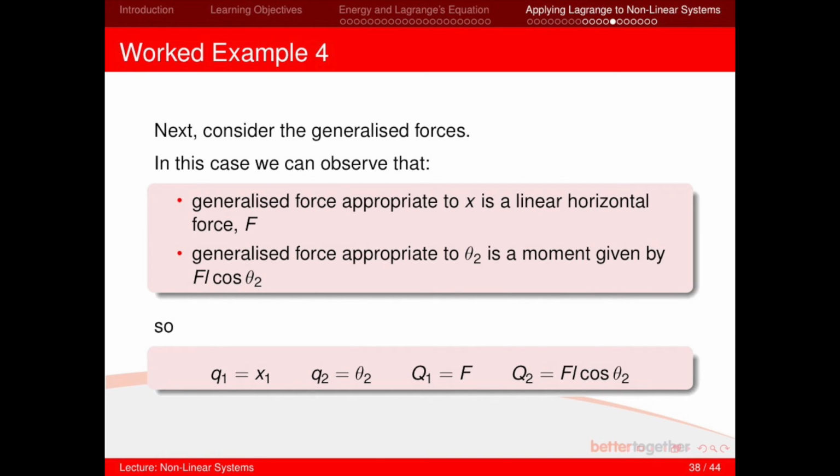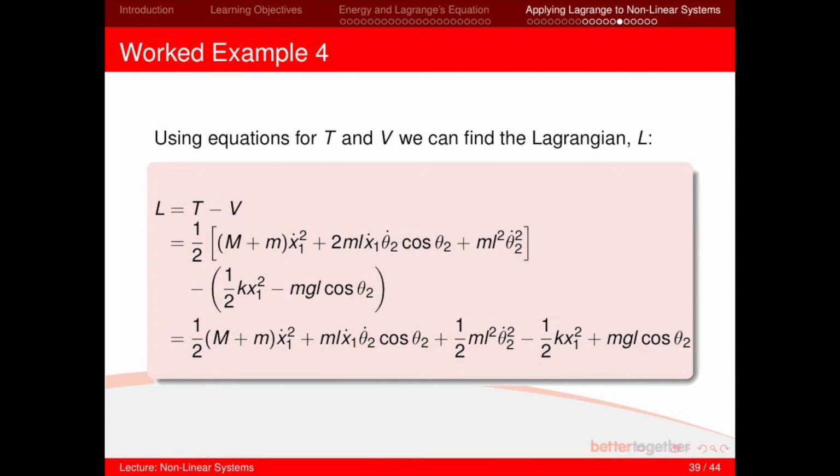So, L, T minus V, okay. Well, there's my T term, there's my V term, and then obviously I've just written it out in long form, taking out these brackets. So this becomes minus 1/2 kx1 plus mgl cosine of theta.